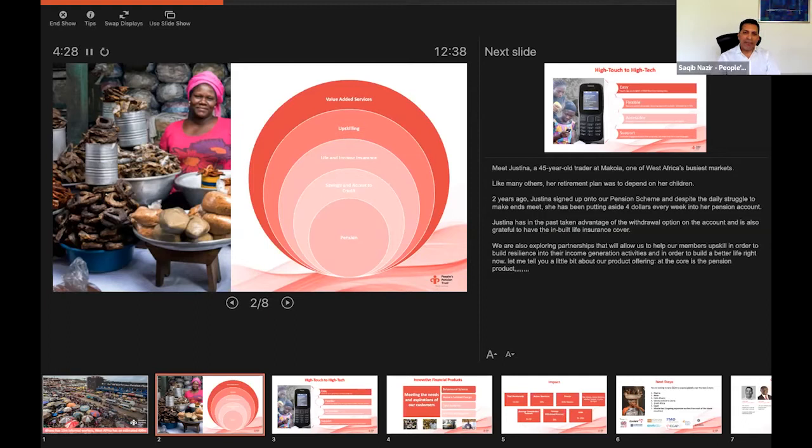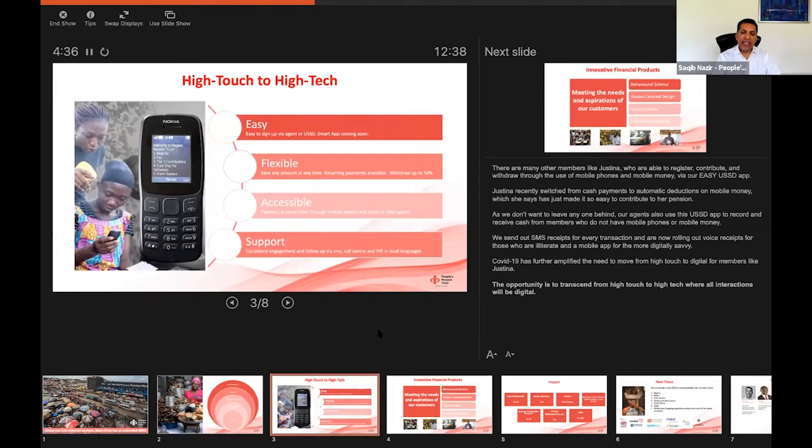There are many other members like Justina who are able to register, contribute, and withdraw through the use of mobile money and mobile phones via our easy USSD app. Justina also recently switched from cash payments to automatic deductions on mobile money, which has made life so much easier for her. As we don't want to leave anyone behind, our agents also use our USSD app to record and receive cash from people who do not have phones or mobile money.